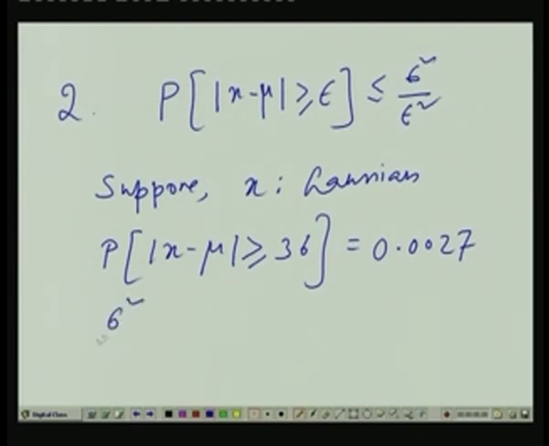Sigma square by epsilon square, in this case epsilon is 3 sigma, so sigma square by 9 sigma square, which is 1 by 9, and 1 by 9 is close to 0.1, which is much higher than this. So, let us remember this probability, this left hand side is always less than or equal to the right hand side. So, right hand side is a bound, but it does not mean that left hand side is close to it. In fact, left hand side, this probability as such can be very small compared to the right hand side.